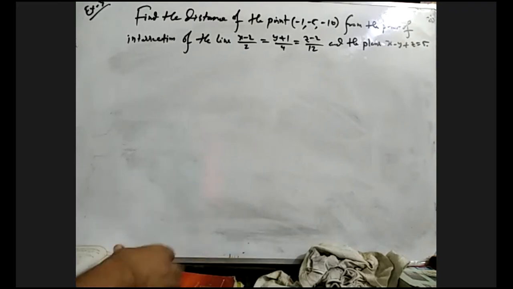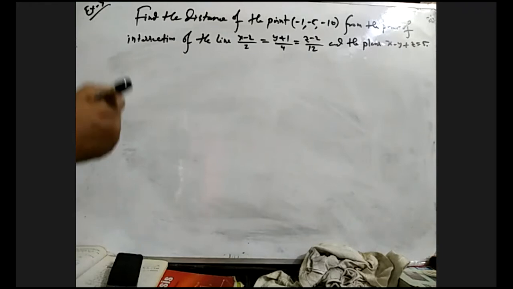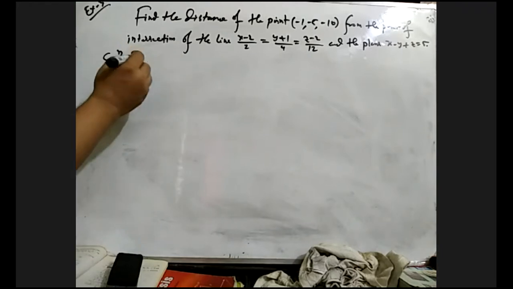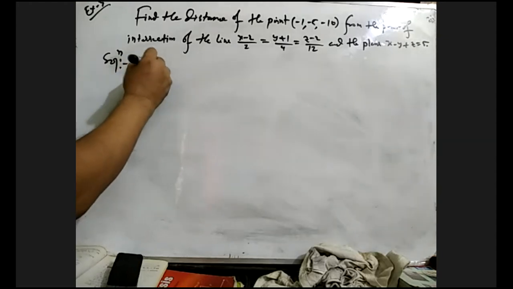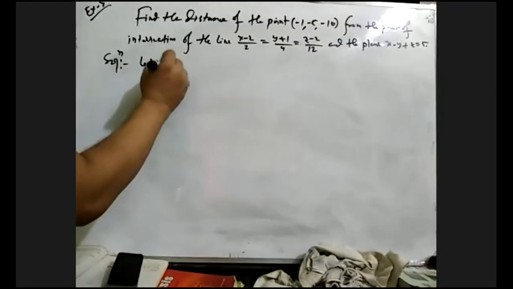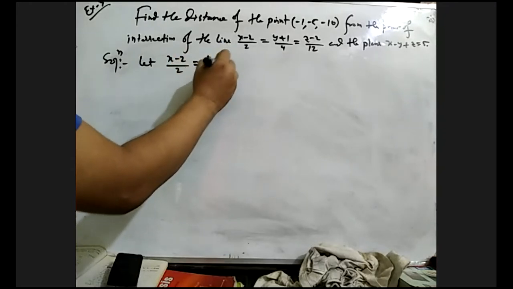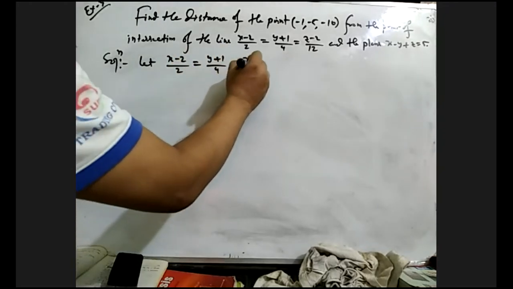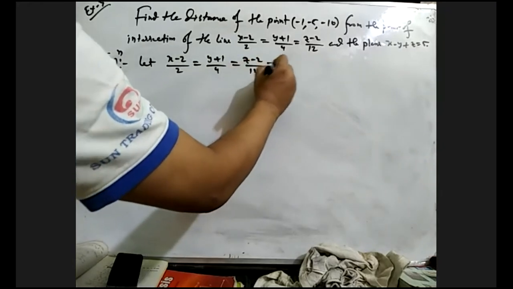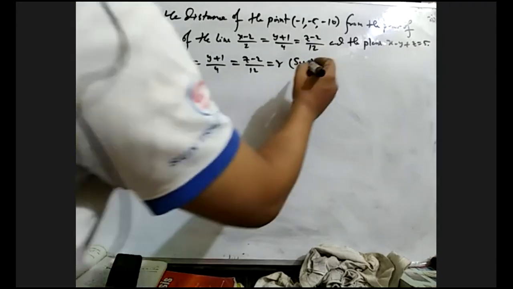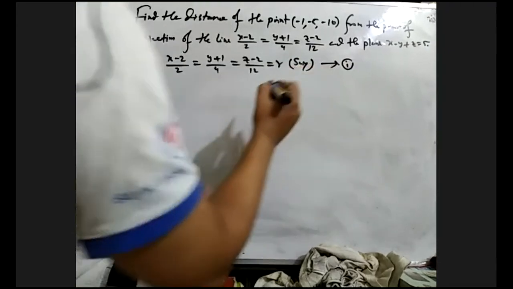Actually, we are given this three-dimensional straight line. This is the given straight line. Let this straight line, in parametric form, z minus 2 divided by 12 equals r. Say. So this is equation number 1.